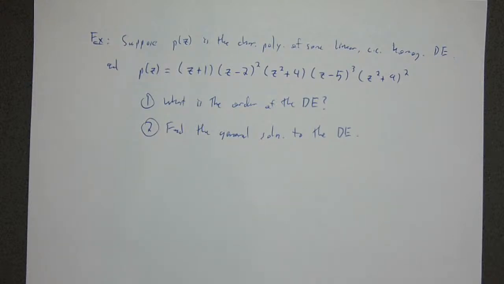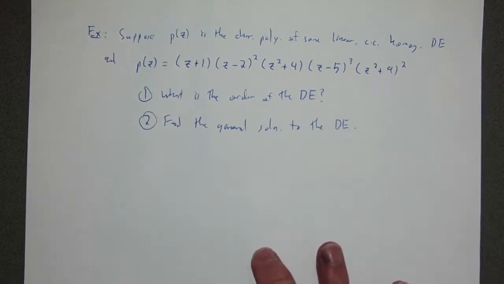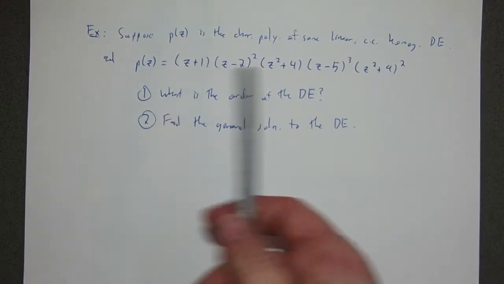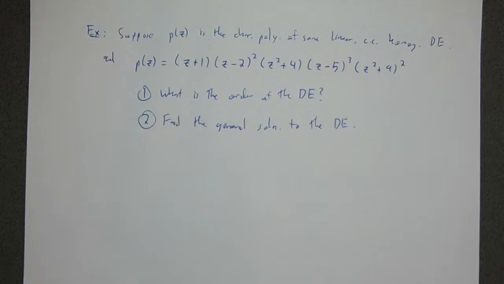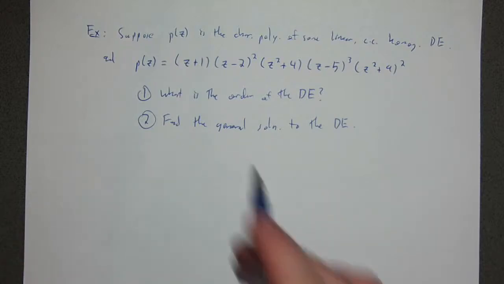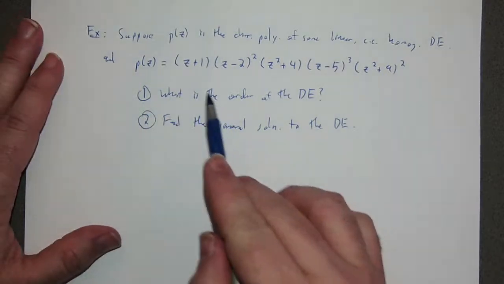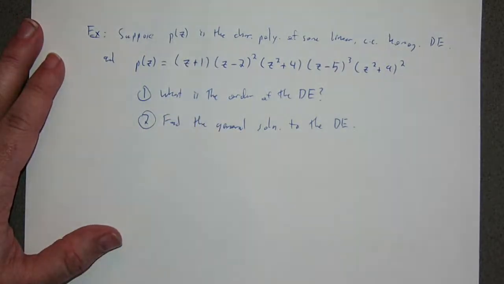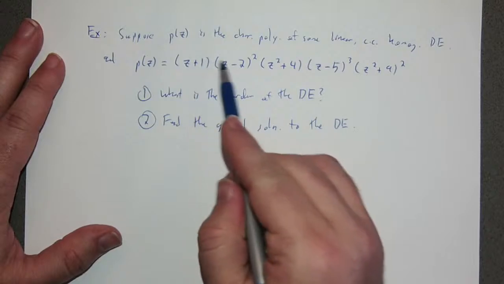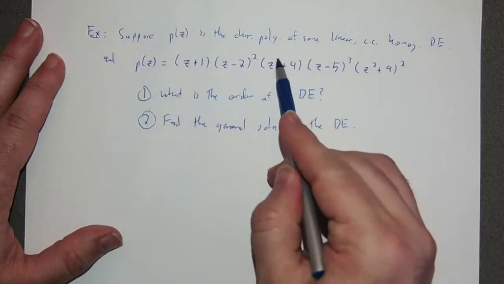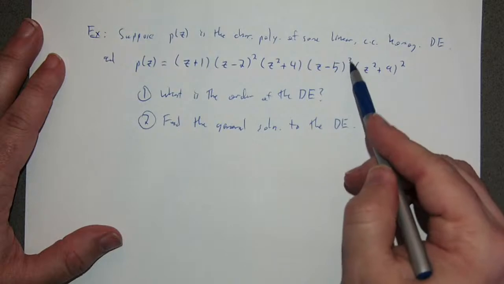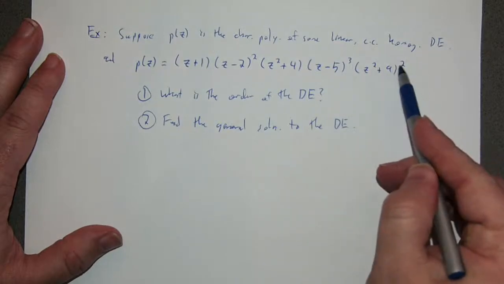So two things I'm being asked to do here. Suppose P of z is a characteristic polynomial for such a differential equation. There it is, I fully factored it. And I want to know what is the order and what's the general solution. So the order I could immediately find by just computing the degree of this thing. So degree of this thing is going to be 1 plus 2 plus 2 plus 3 plus 4.